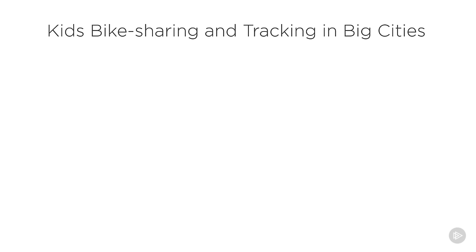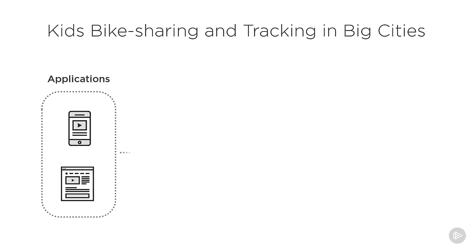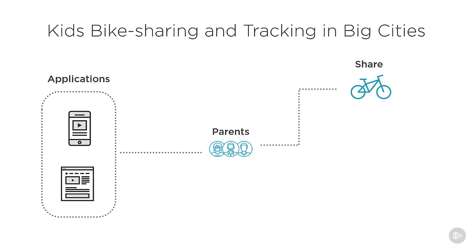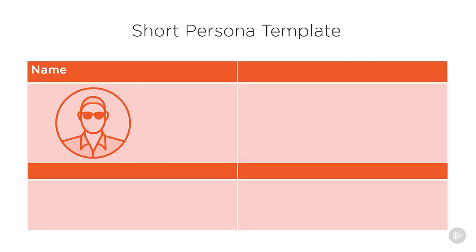We are a team that develops mobile and web apps for kids' bike sharing and tracking in big cities. Our primary customers are parents who should use the apps to rent a bike for their children and then track them until they are returned to the central bike station. Let's begin. First, we have a persona name and image.